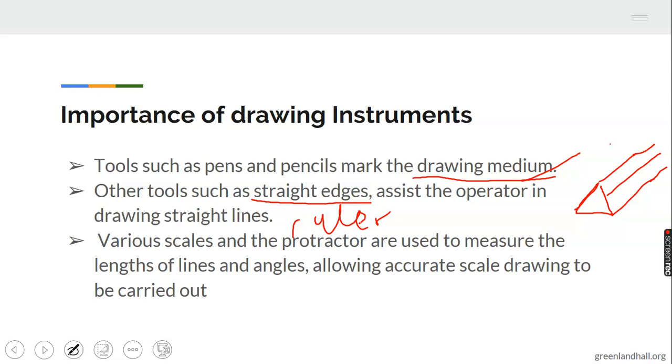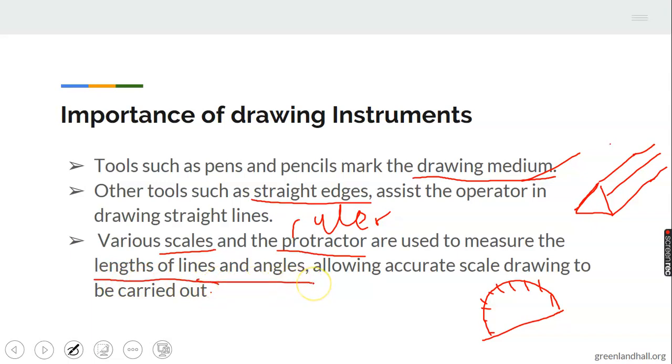Okay. Now, various scales and the protractor are used to measure the length of lines and angles. I gave you a protractor. The first one, the picture I showed you, is a protractor coming this way and having numbers and meters all around it. So you use various scales. I gave you a metric scale. I gave you two kinds of scales there. Those scales I gave you and the protractor, you can use them to measure the length of lines and angles.